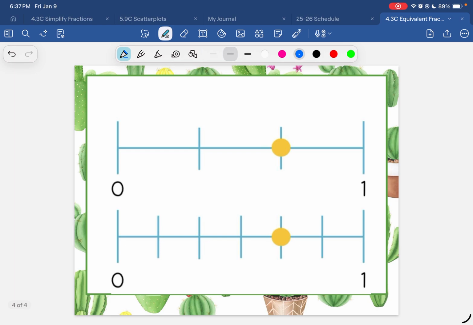For this one, I recommend pausing the video, working it out, and then coming back and let's compare. All right, guys, hopefully you had a chance. In this one, it would be 2/3. And then here it's 1, 2, 3, 4 out of 6.